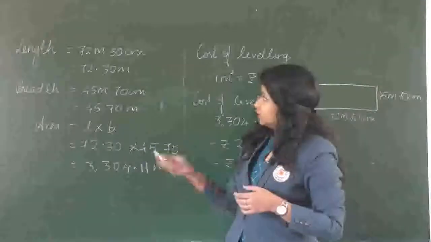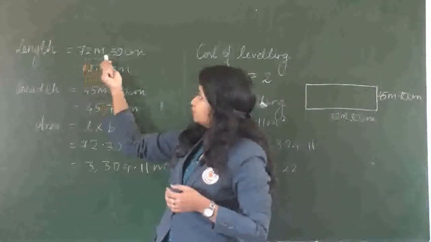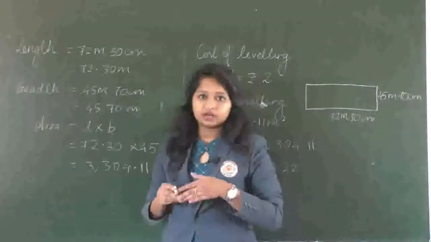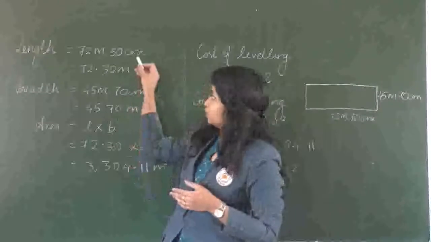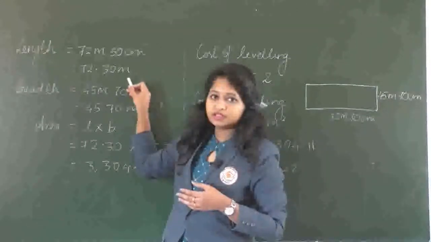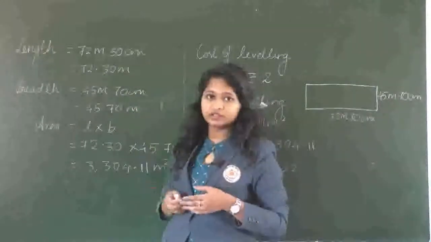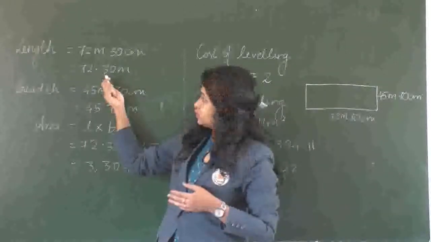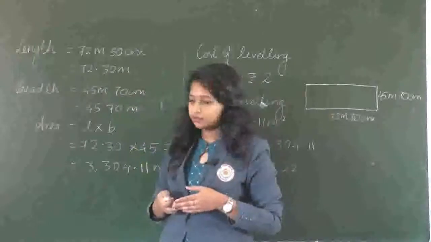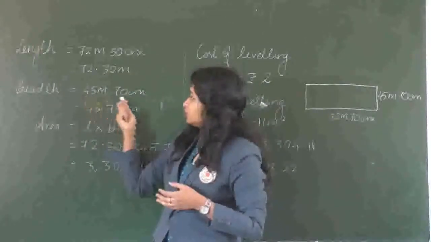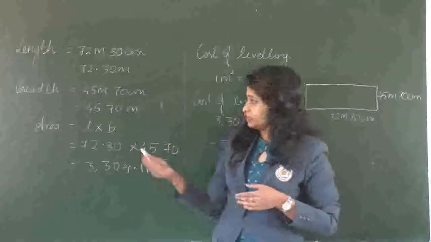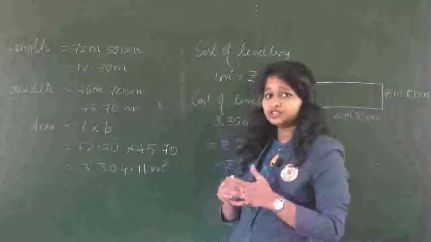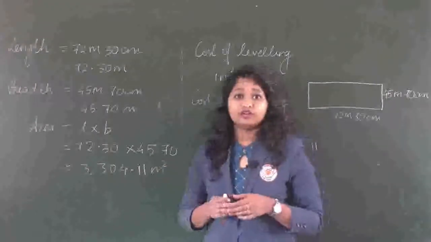Okay. The length is 72 meter 30 centimeter. So we know that 1 meter is 100 centimeter. So to convert this to meters, divide by 100. So we have 72.30 meters as length and breadth is 45 meter 70 centimeter. You can write it as 45.70 meters.